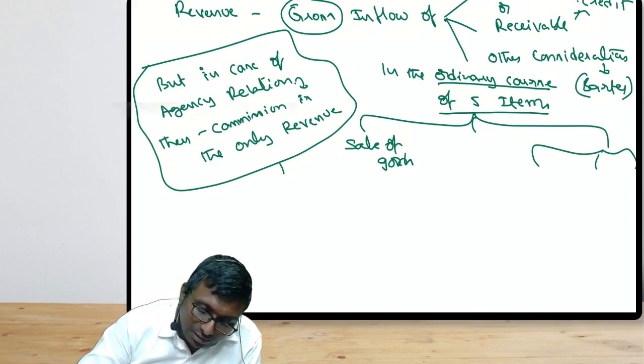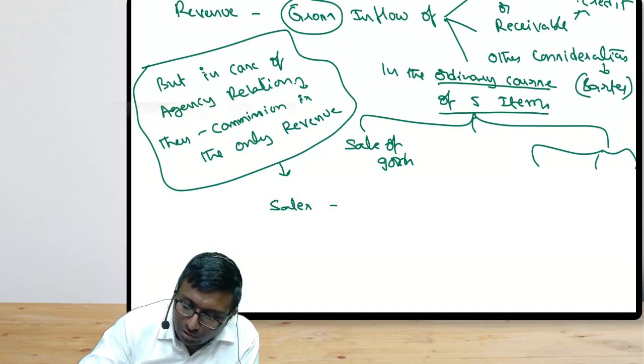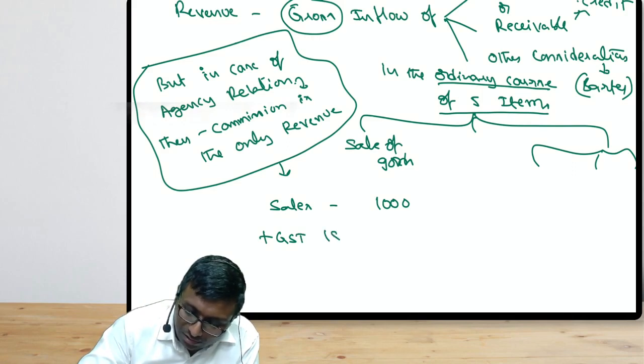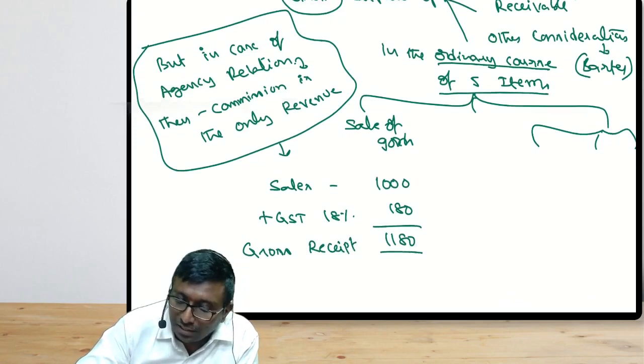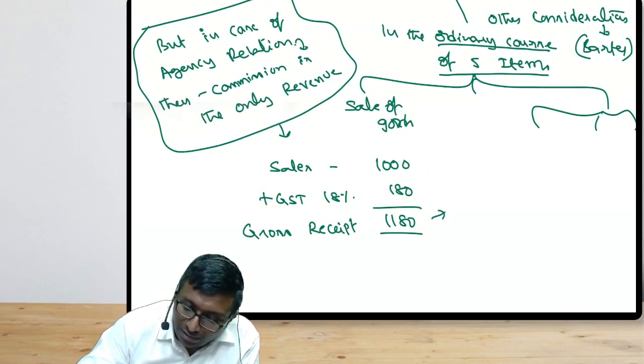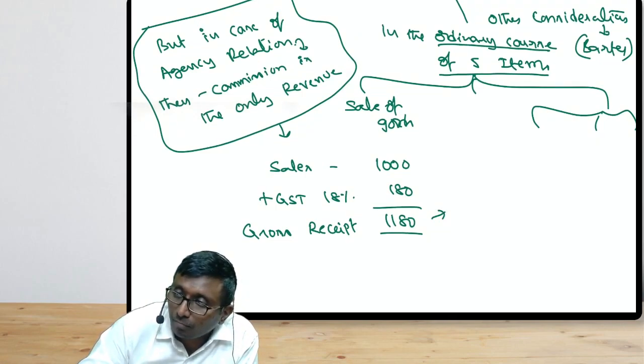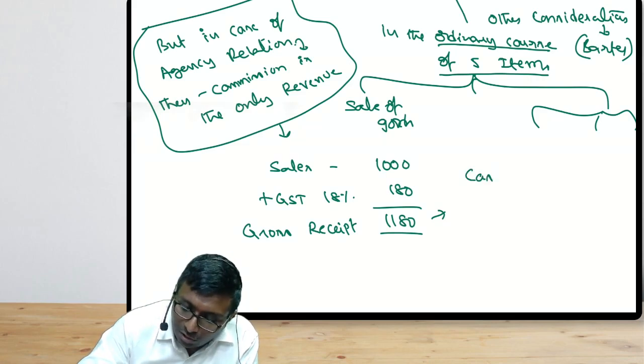Okay, say a simple example. Our sale unit cost is, say, 1000 rupees, plus GST we are charging, say 18%, that is equal to 180. So how much gross receipt do you receive? 1180, or not? What is the journal entry for this? Cash account debit. How much? 1180 you will get. To sales, how much? 1000. Okay.